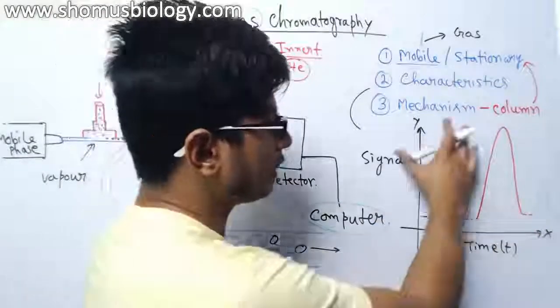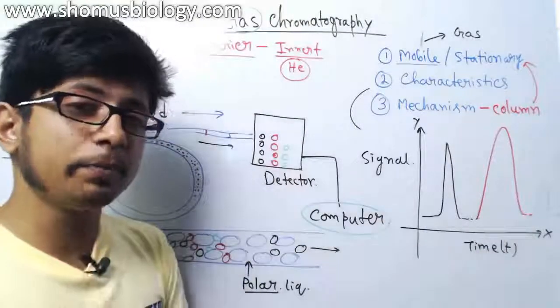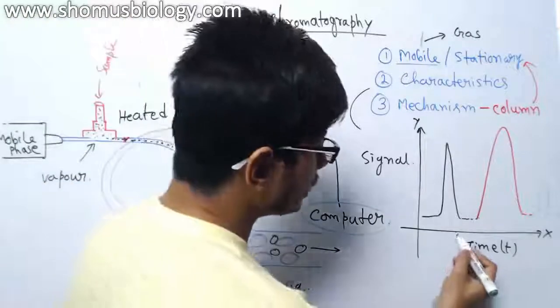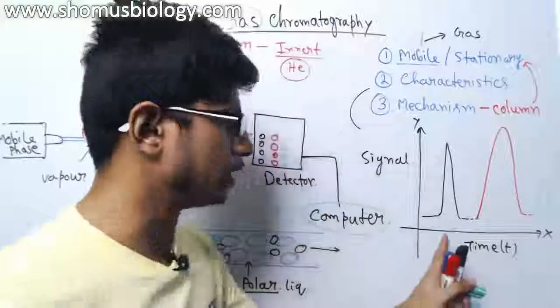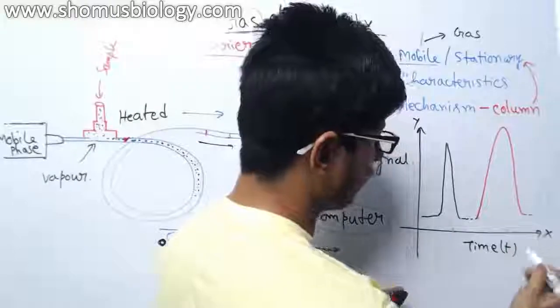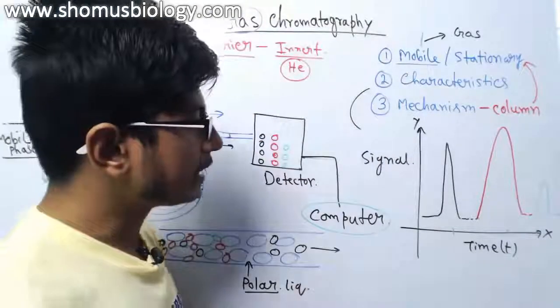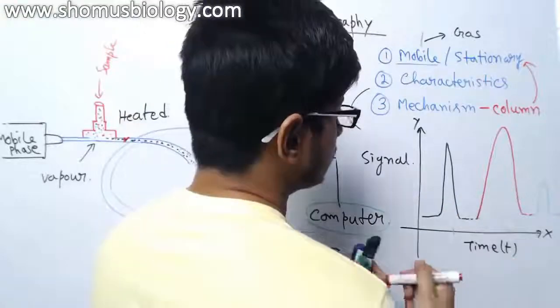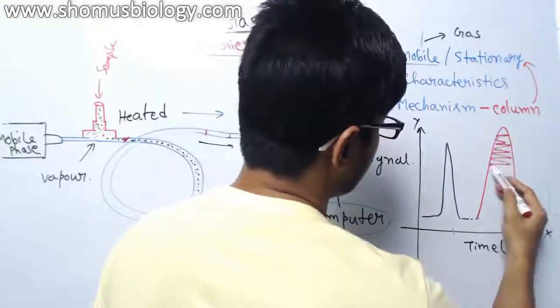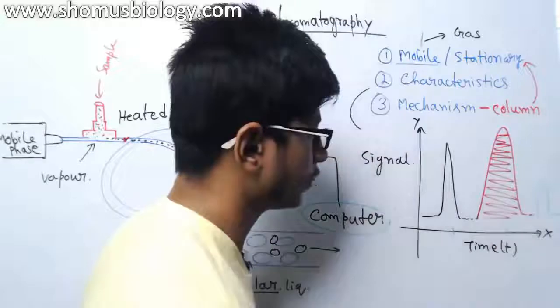So now if we look at this peak, it's going to tell us very important insights. It is going to tell us that black is eluted very first, then red, then green. This is the first observation. Second thing, the area that is plotted by the graph, this is called the area or the peak area.